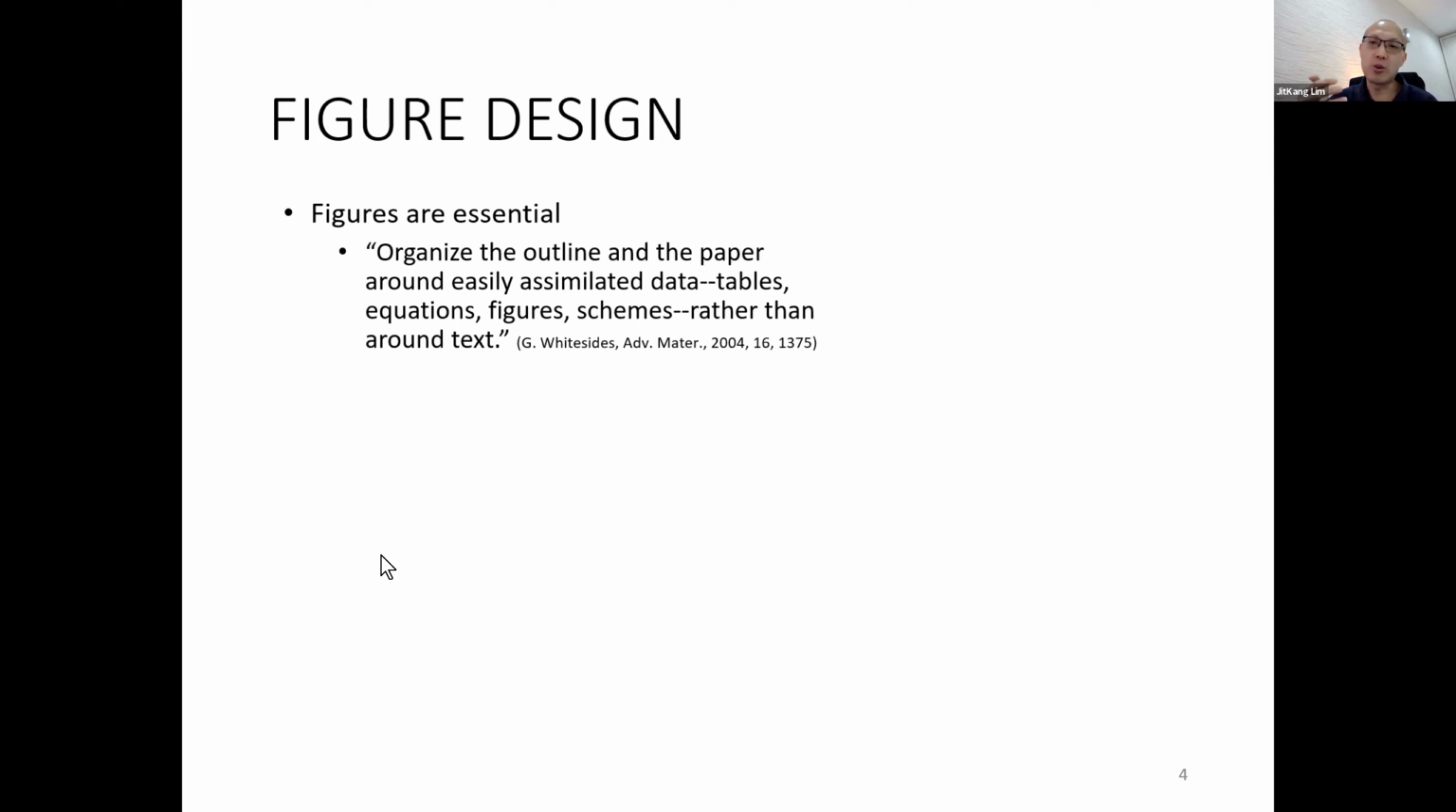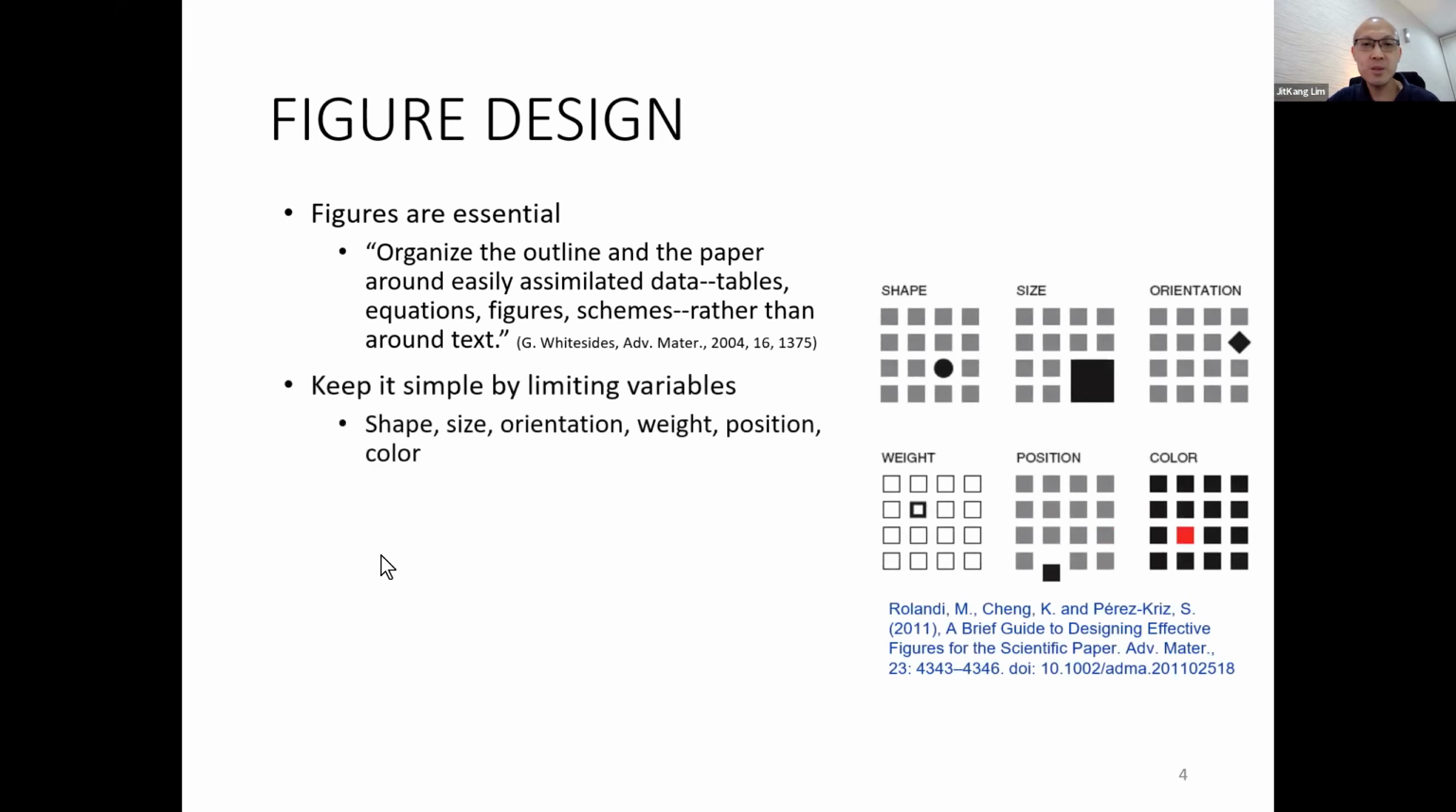So you could construct your paper, or you could construct the outline of the paper, based on the figures that you are going to design. Keep all the figures as simple as possible by limiting variables: the shape, size, orientation. I'm going to talk mainly about orientation later on. And if you want to have text inside your figures, make sure the text is very readable.